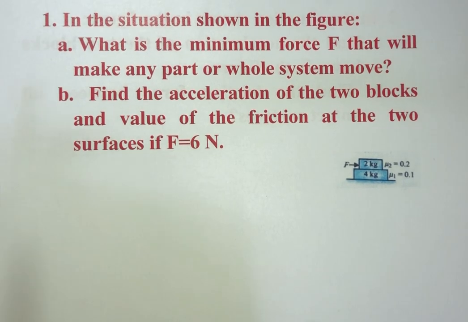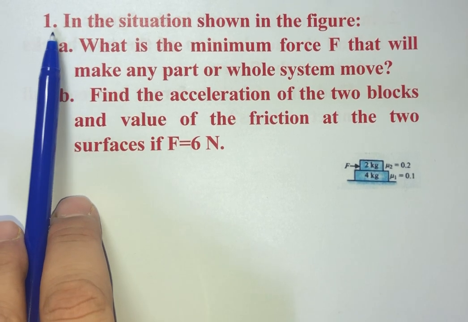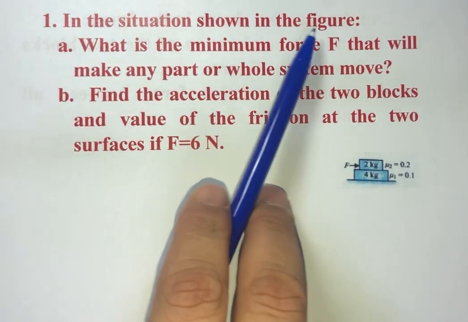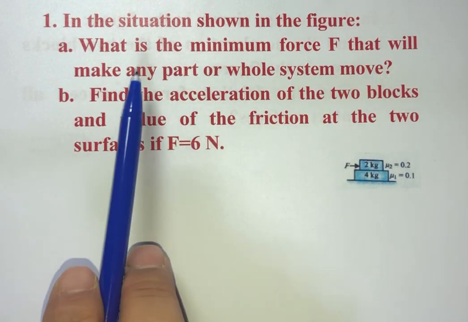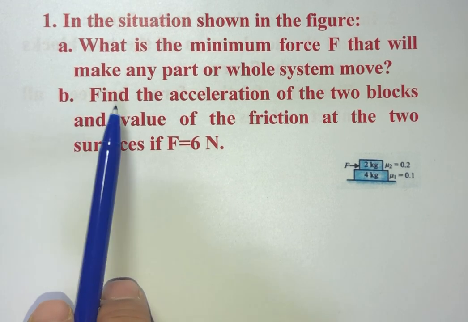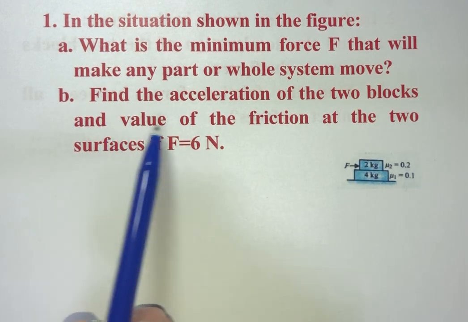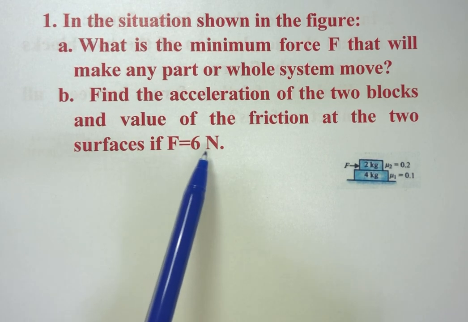Hello friends, so today we are going to solve three questions. So in the situation shown in the figure, part A, what is the minimum force F that will make any part or whole system move? And B, find the acceleration of two blocks and the value of friction at the two surfaces if F is 6 Newton.